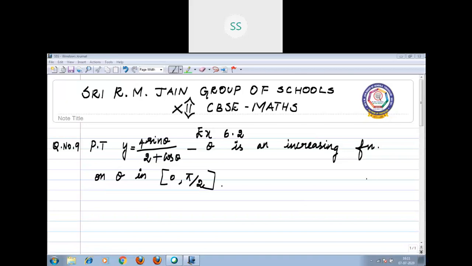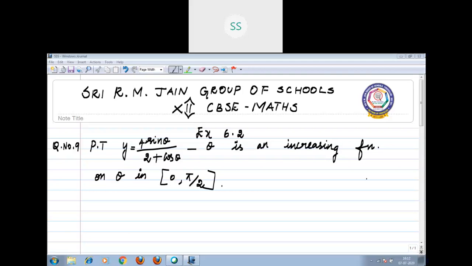Prove that y is equal to 4 sin theta divided by 2 plus cos theta minus theta is an increasing function on theta in the closed interval 0 comma pi by 2. Increasing function means what I told you already: the derivative should be greater than or equal to 0.